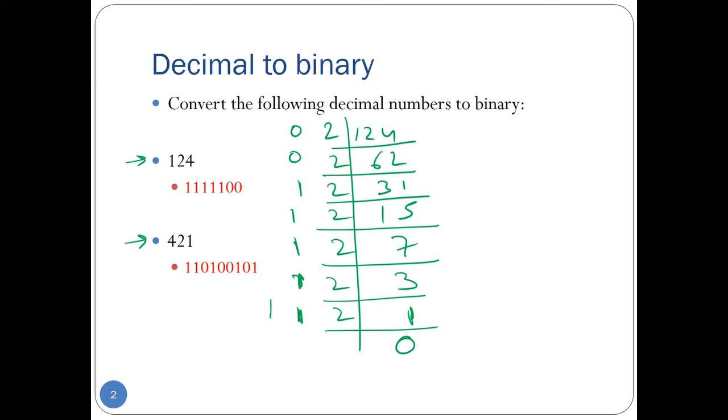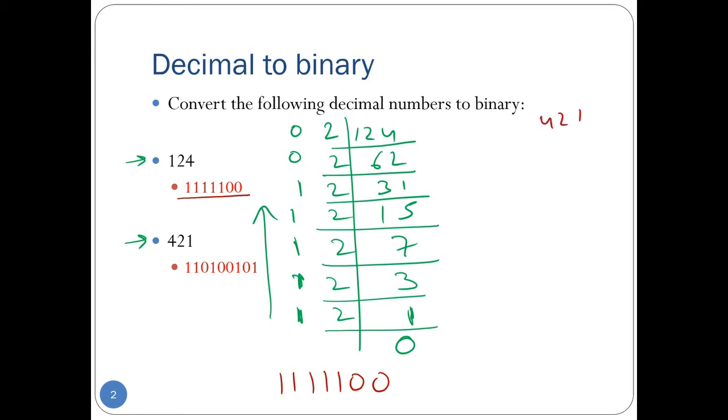Now these remainders we will read bottom up, and that is our answer. So the answer over here is basically 1111100, which is basically the same as this number here. We can similarly translate 421 into a binary number.